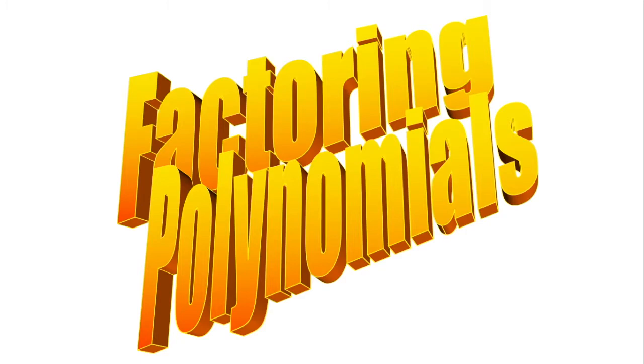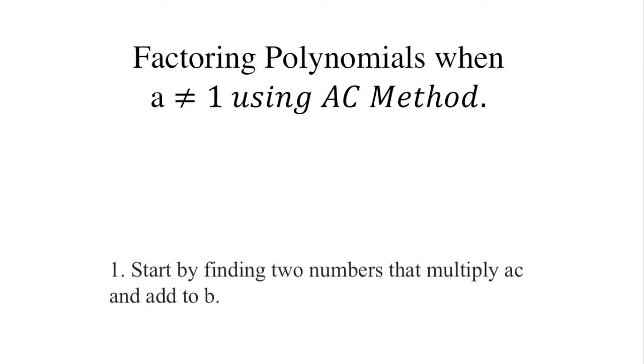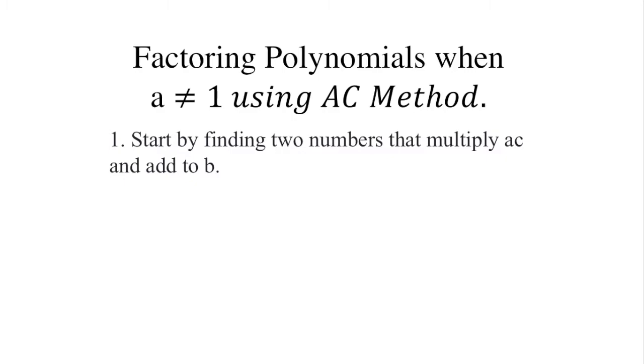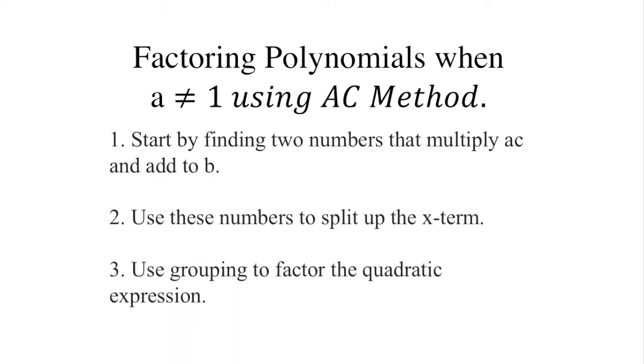In this video, we are going to discuss factoring polynomials when a is not equal to 1 using the AC method. Here are the steps. Start by finding two numbers that multiply to AC and add to b. Use these numbers to split up the x term, which is your middle term, and use grouping to factor the quadratic expression.